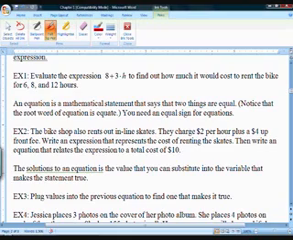Example 2 says the bike shop also rents out inline skates. They charge $2 per hour plus $4 upfront fee. Write an expression that represents the cost of renting the skates. Then write an equation that relates the expression to a total cost of $10. Let's take that apart one part at a time. First part, $2 per hour and a $4 upfront fee.